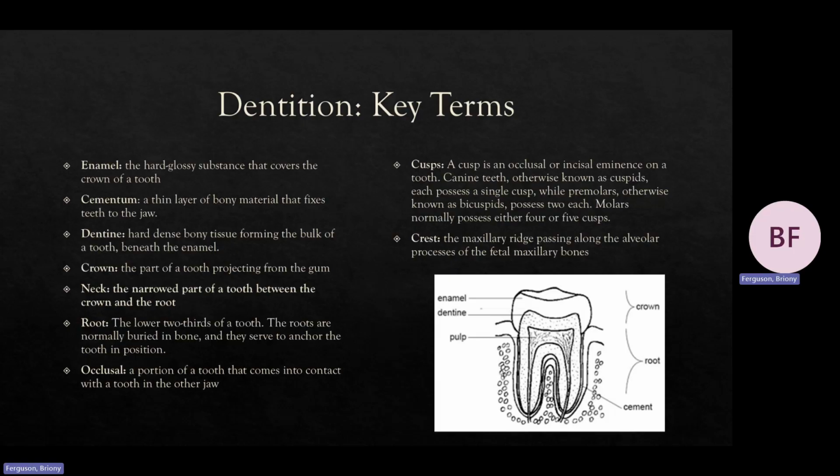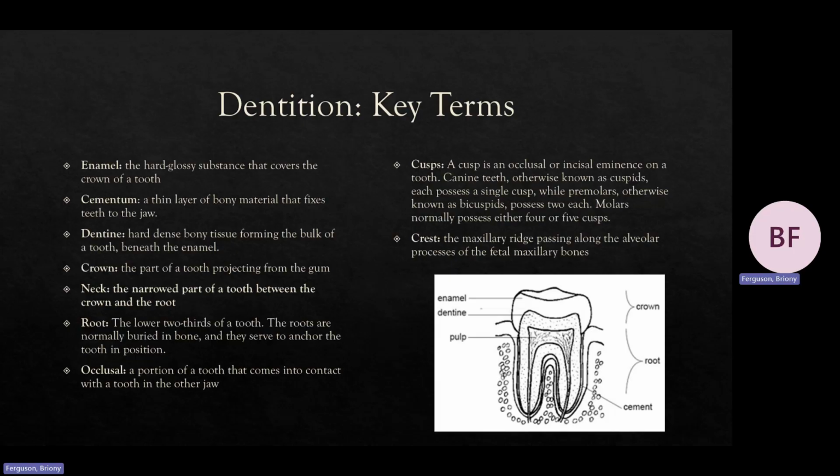The occlusal surface is the portion of your tooth that comes into contact with another tooth in the other jaw. So it's basically just that top of your teeth that you use whenever you bite or chew something. Cusp. These are the little bumps that you see in teeth. It's an occlusal or incisal eminence on a tooth.